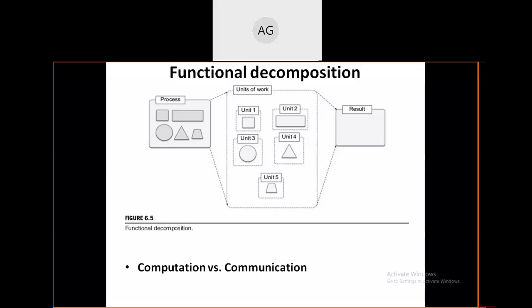Whatever f of x we get, all the results will be stored here in this first process. Then here we are applying the decomposition method. After applying it, once again it will create the separate units. After creating the separate units, once again I am applying the functional decomposition method.